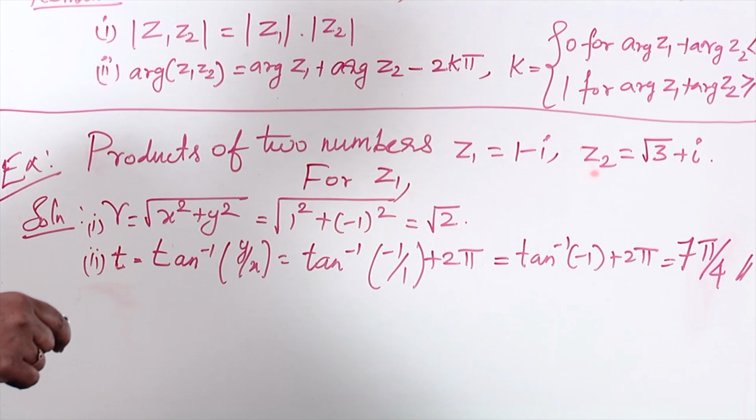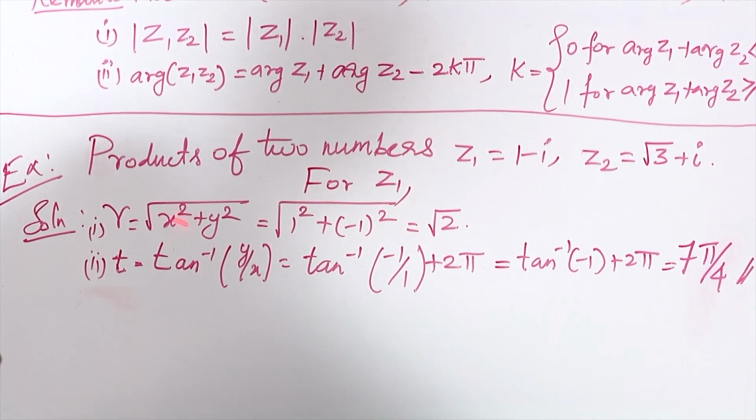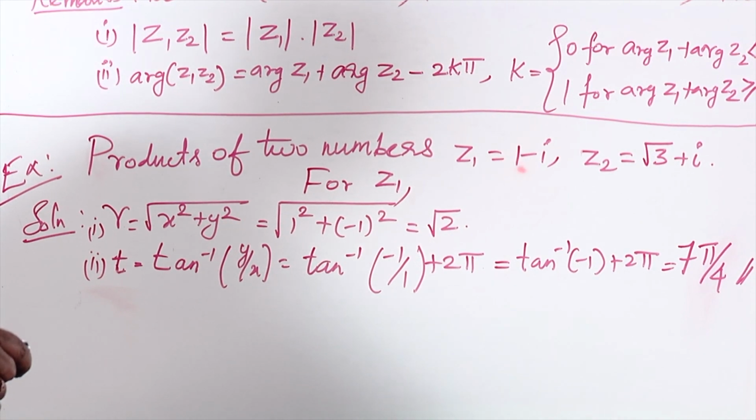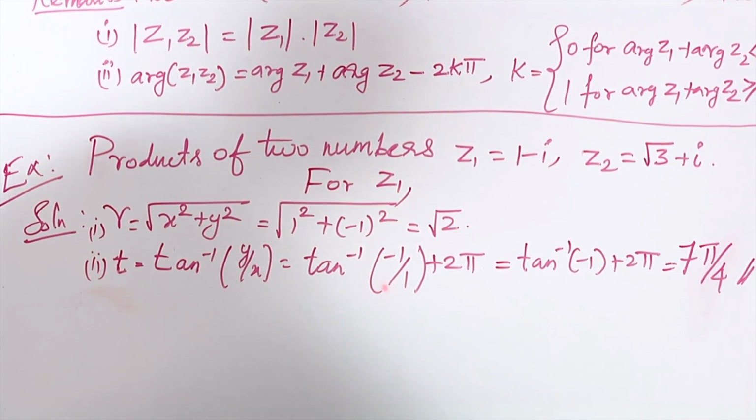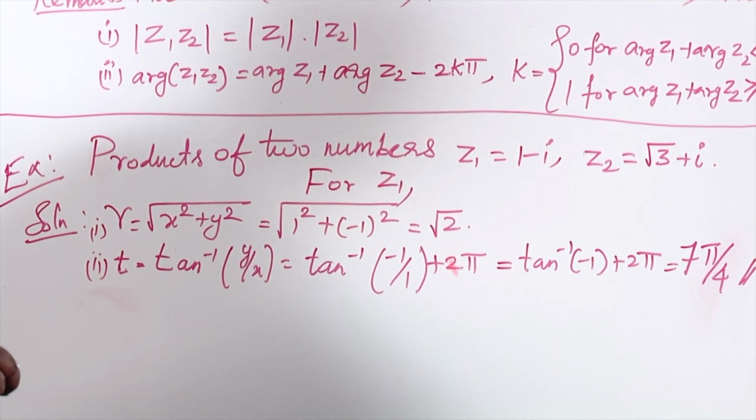For the first one, 1 minus I, the polar radius would be root 2 as calculated from this formula, and the argument, or T, will be tan inverse of minus 1 by 1 plus 2 pi. Why? Because we have a negative term here, and hence a positive x and a negative y, so we use plus 2 pi.